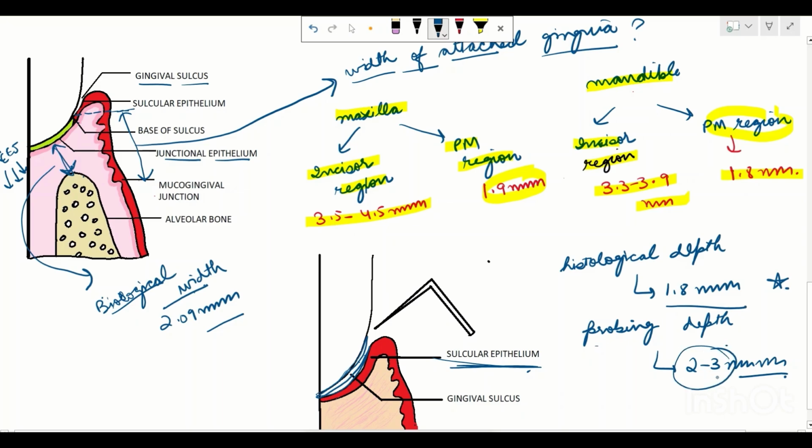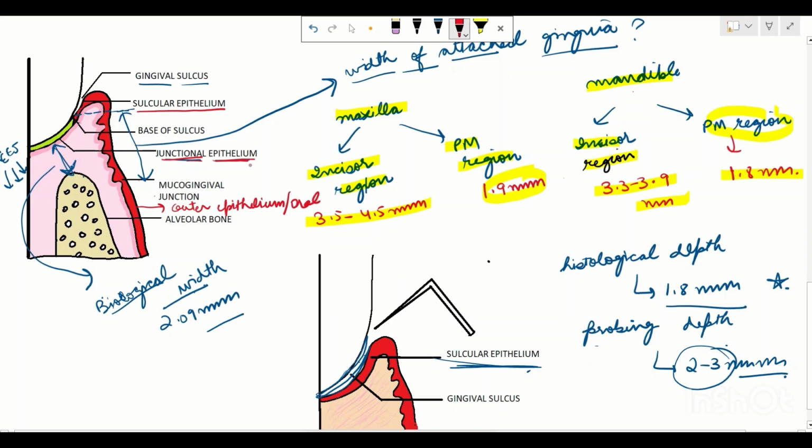Now coming to the epithelium, there are three types of epithelium: the sulcular epithelium, the junctional epithelium, which we have already discussed and is of great clinical significance, and the third one is the outer epithelium, or you can also call it the oral epithelium.